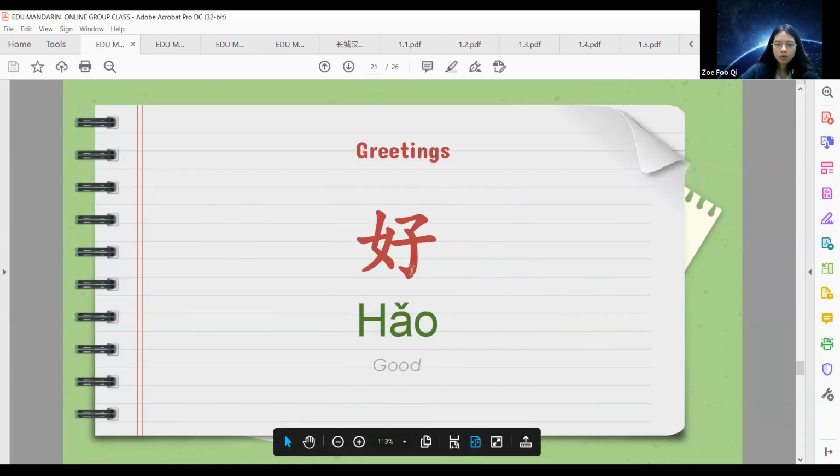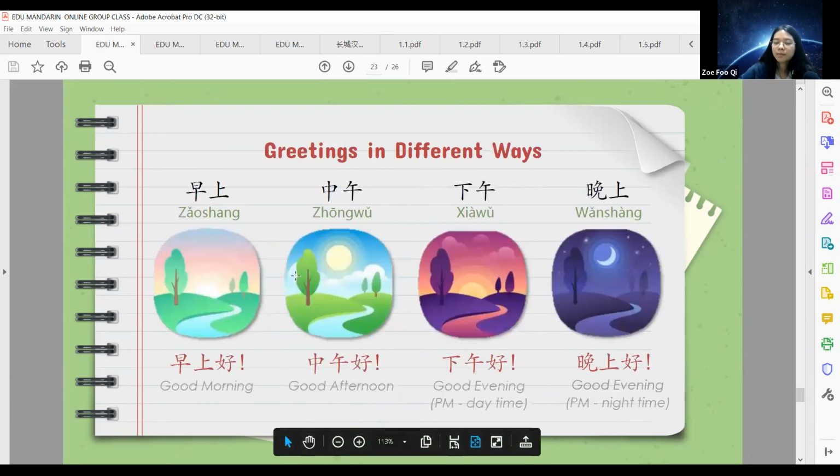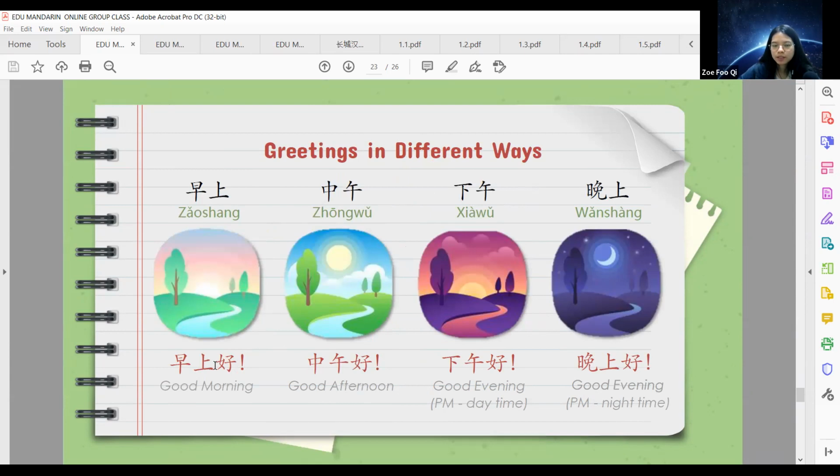Then this one, 好. 你好, 您好, 你们好, 大家好. So this one normally we just put 好 at the back, and for different people we just change the pronoun, then we put the 好. Or remember this: we put the session of the day, then we put 好. So this one will be 早上好, 中午好, 下午好, and 晚上好.